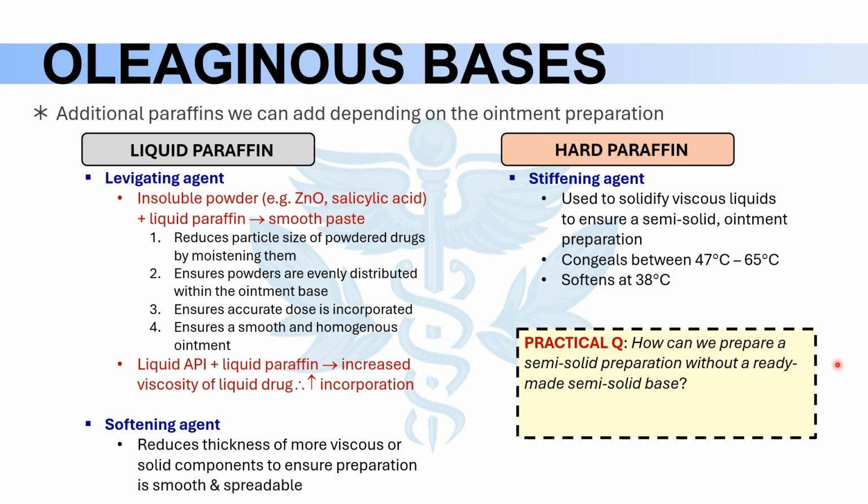What if I were to enter the lab and they told me to prepare an ointment using a semi-solid base, but the only materials I have in front of me are liquid paraffin and hard paraffin? What would I do? Well, I don't have the semi-solid base, so I can't proceed, right? Wrong. As pharmacists, we make anything work out. So in this case, the answer is simply to add liquid paraffin onto hard paraffin to create our semi-solid base, of course in specific quantities, and then we can proceed to add the active constituent if we're preparing a medicated ointment.